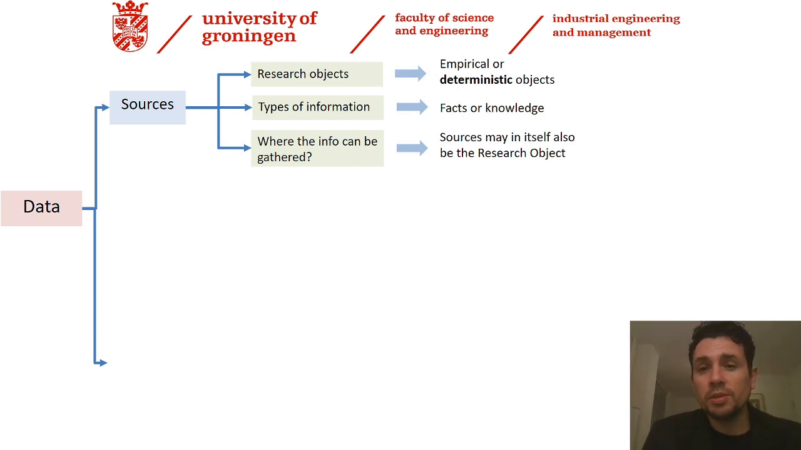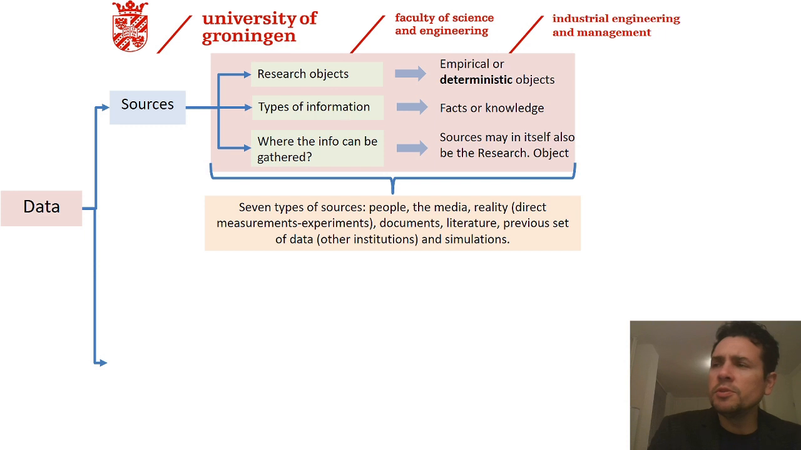It can be empirical or deterministic. If we deal with types of information, well, those are facts or knowledge. And finally, the research object can become also the source for the information or the source for the data. Seven sources are provided for the data: people, the media, reality, meaning direct measurements based on your experiment, documentation, literature, or previous sets of data that was rigorously gathered, or even simulations.